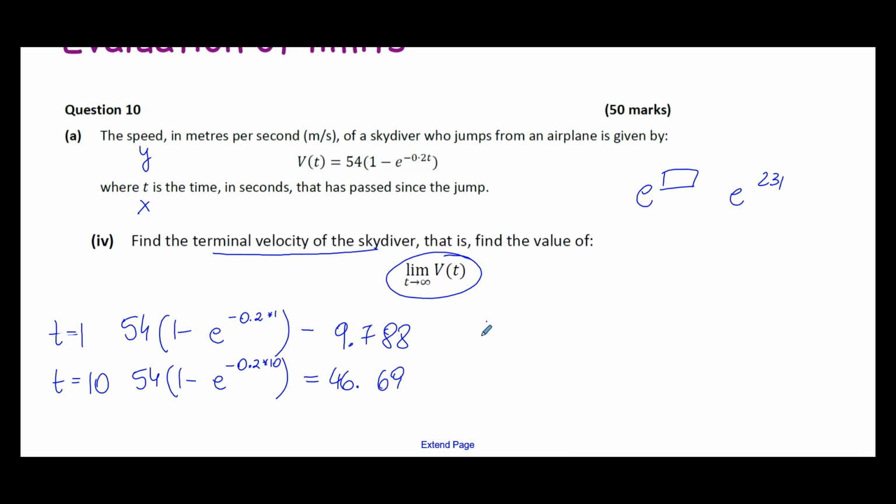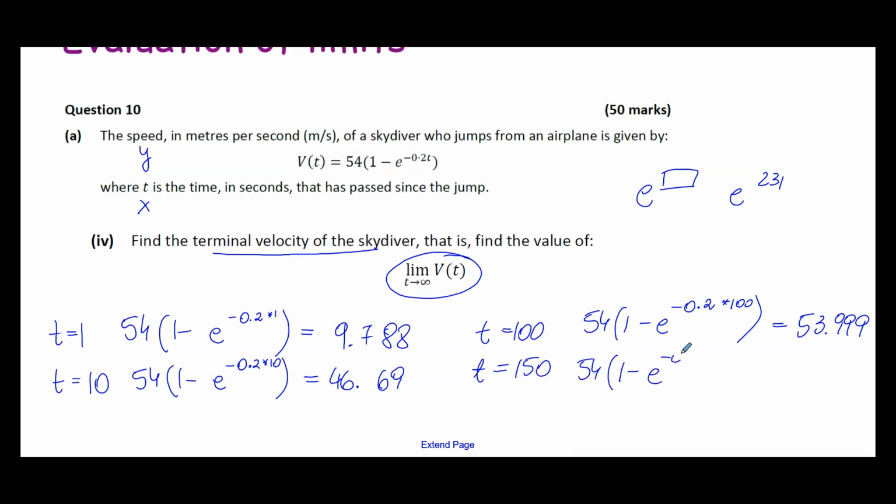I'm saying okay, then let's do 100. Let's see what will happen. And look, it's quick on your calculator because you put it in once, then you just go back and change the value of that t here. So once we put 100, we get 53.99999. I'm saying, okay, let's go again, 150 this time. So 54, 1 minus, and again, we put 150. So here we are getting 54.